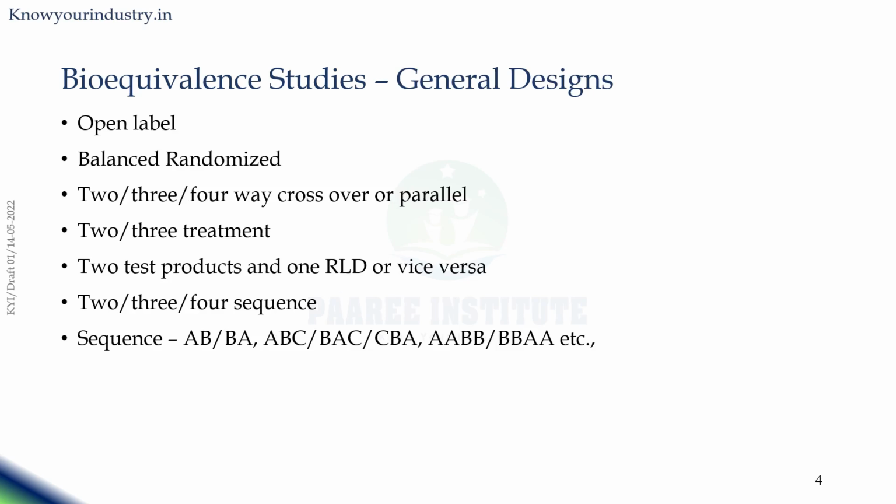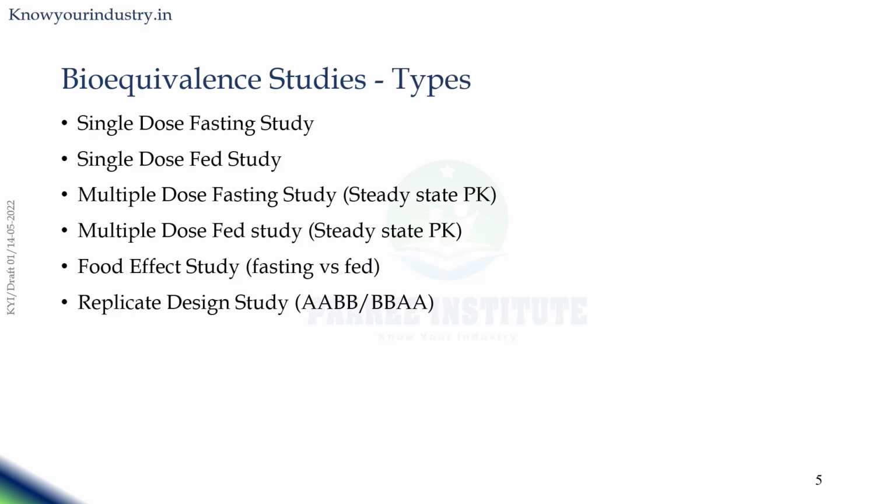The bioequivalence studies generally adopt the open label design, balanced randomized. That means when you randomize in the first period, 30 subjects are there, 15 will be test, 15 will be reference, like that, balanced randomized. Then it can be a three-way, two-way, four-way crossover study, and depending on the crossover, the number of treatments will be there. Either it can be two or three treatment studies, and the test product and one RLD or vice versa will be used in case of the three treatment studies. And there will be sequences, three sequence, two sequence studies. Generally, it is two sequence studies, but sometimes three sequence and four sequence studies also will be adopted. Based on the dosing, we can define different types of bioequivalence studies.